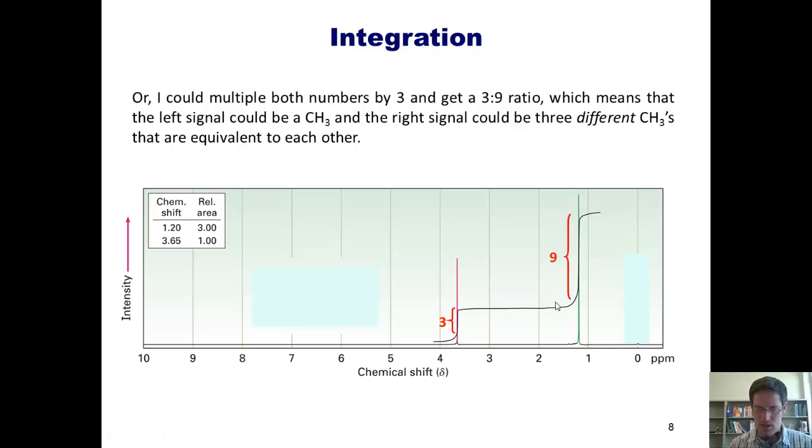equivalent CH3s. Got it? Now, this process of measuring the heights of the sigmoidal curves that are used to deduce structure is called integration. The sigmoidal curves themselves are also called integrals, not to be confused with integrals from your calculus classes. So are you ready to see a compound that produces this HNMR?